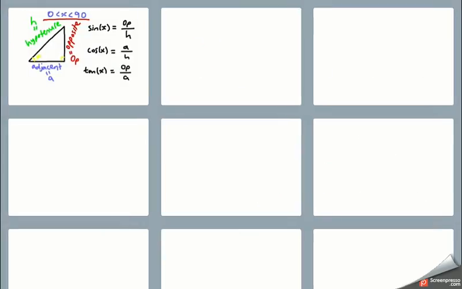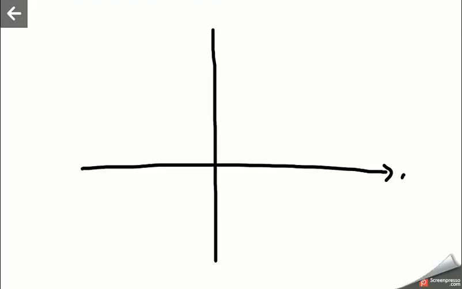So let's go to another board. So how are we going to extend this definition? Well, we're going to keep drawing triangles, but we're going to draw them on a graph. So here's our x and y axes. So this time our triangle is going to go over here.